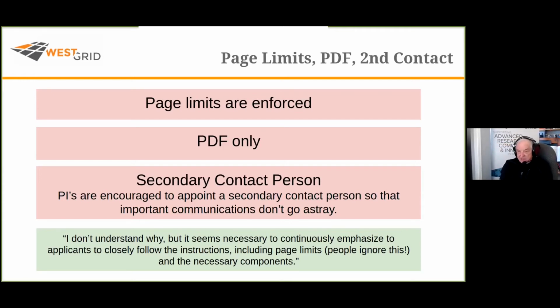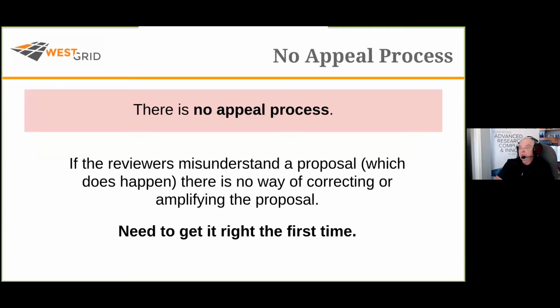And there's a straight comment at the bottom in green from a reviewer. Yeah, it seems necessary to continuously emphasize to applicants to closely follow the instructions, including page limits. So I'm sure some of you have acted as reviewers, and yeah, when applicants get a bit carried away, that's a real pain. So try to keep it within the limits. There's no appeal process. I mentioned that. You need to get it right the first time.